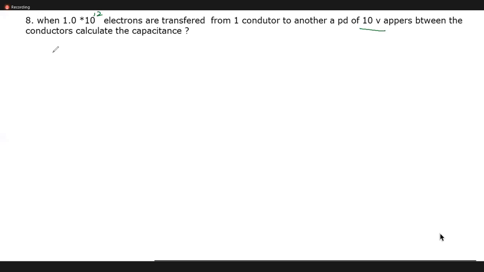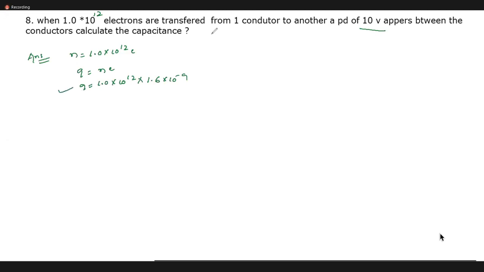Not Q. So let me say it as the number of electrons, right? The number of electrons is 1.0 into 10 to the power of 12 electrons. So if the number of electrons are given, can you see how to take the charge? Yes, by the quantization rule. Q is equal to NE. Q is equal to N into E. Then Q is equal to 1.0 into 10 to the power of 12. What is the charge of electron? 1.6 into 10 to the power of minus 19. So then Q I got.